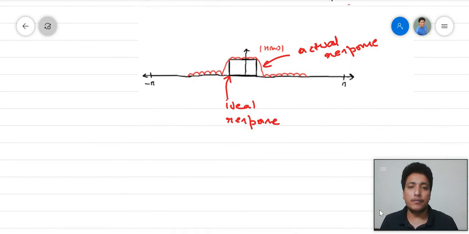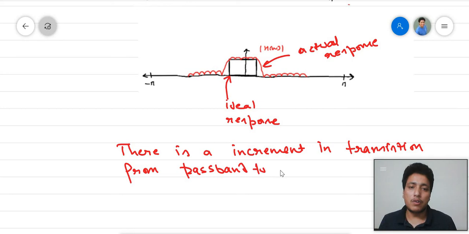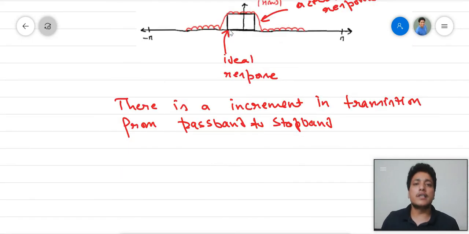One can see there is an increment in transition from pass band to stop band. In ideal case, it is a sharp transition, whereas in actual realization, actual response after truncation by using window function, the transition is so much delayed or continuous in nature. Previously it is discontinuous, it is a sharp transition, now it is continuous in nature.